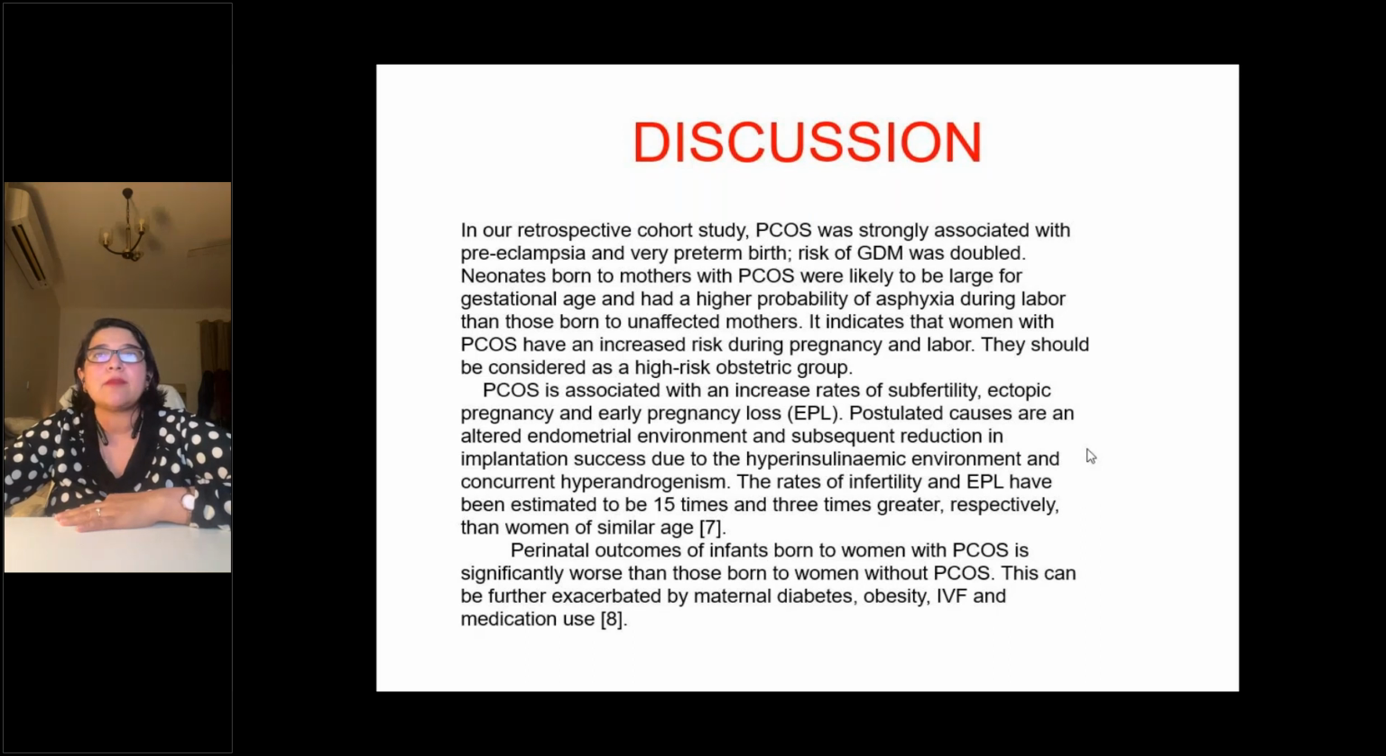The rate of infertility and early pregnancy losses have been estimated to be 15 times, that's quite high, and 3 times greater risk of having infertility and early pregnancy losses in the similar age group. And the perinatal outcomes of infants born to mothers with polycystic ovary syndrome are significantly worse than those born to women without PCOS. This can be further exacerbated by maternal diabetes, obesity, IVF pregnancies, and medication use. So in the conclusion, the next slide, please.